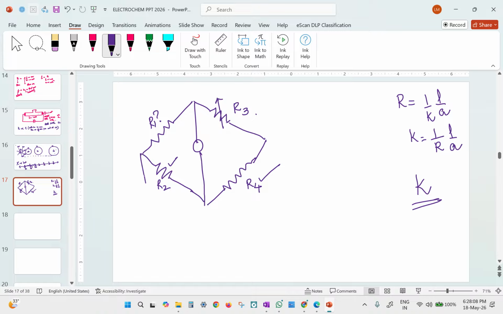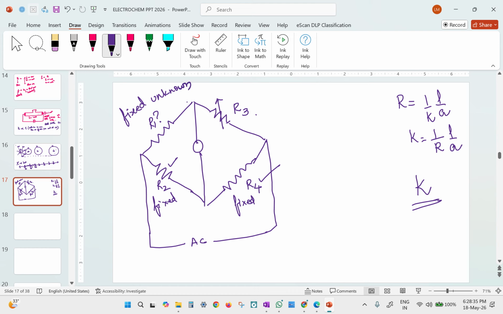Fine. Now we are going to complete the circuit in order to pass the current. And what we do is we use an AC current. Why AC current? Very importantly, we'll come to AC current later on. Now we have the knowledge of R2. R2 is fixed. R4 is also fixed. R1 is fixed but unknown. Others we know. R2, R4 are fixed and known to us.